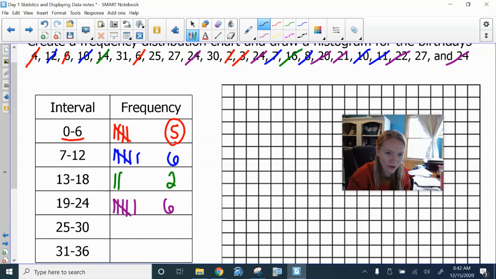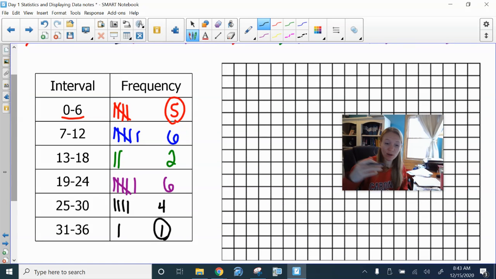From the 25th to the 30th, so I've got 1, 2, 3, 4, and then technically the interval would be the 31st to the 36th. Obviously, there's not 36 days in a month. We'd only have the 31st, and that would be just one number. So that's our frequency table. That's how you do one of those.